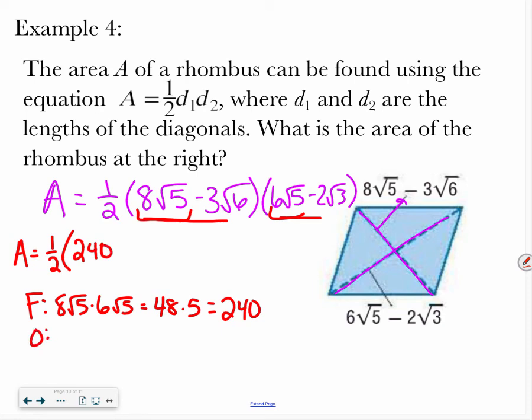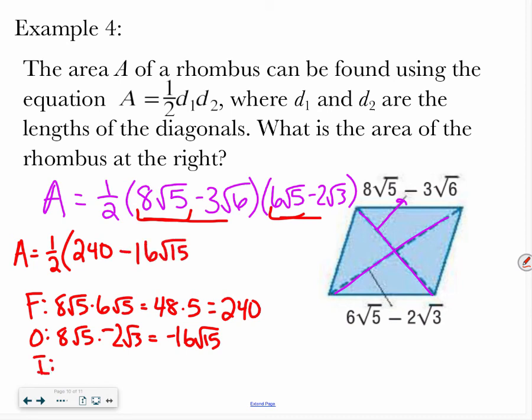My outer terms are 8 square root of 5 times negative 2 square root of 3. So I have negative 16 square root of 15. Square root of 15 is as simplified as it can get. I'm going to have minus 16 square root of 15.